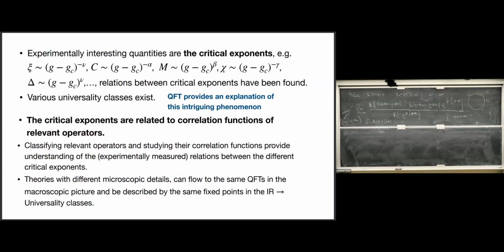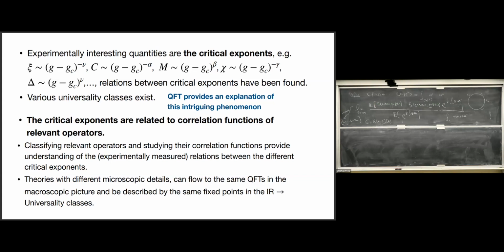Now, two very amazing experimental results are the following. One is that if you take many different materials, they seem to share the exact same critical exponents. Namely, there are various universality classes that emerge. And the second interesting experimental result is that all those critical exponents seem to satisfy certain relations that make the total number of independent critical exponents less than what you thought in the first place.